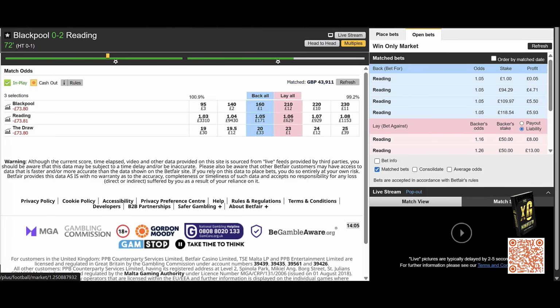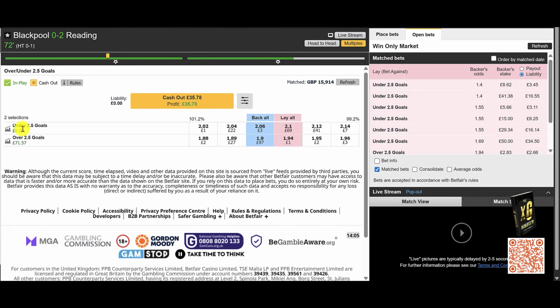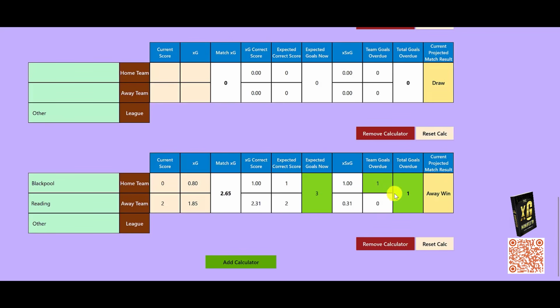So as it stands, if it does remain 2-0 to Reading, we will take the loss on the match odds market. But if we get another goal, we're going to take that profit from the over 2.5 goals, and we're looking at pretty much a scratch trade. And the most important part is that we've got the data guiding us. The data is telling us 1 goal overdue in this one, expecting 3 goals in this match. So let's see what happens.